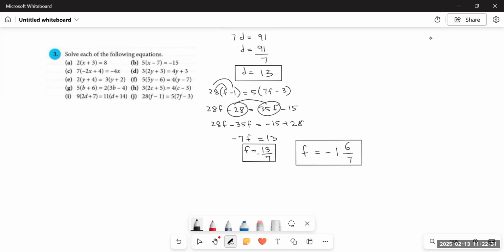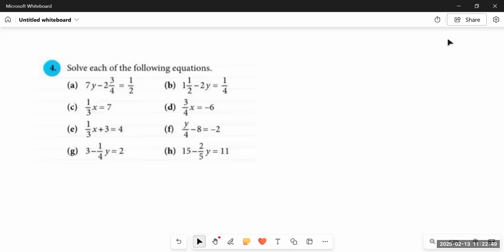Now let's move to the next question. In the next question, we are provided with a few fractions. Okay, so we'll apply the same formulas that we applied for the whole numbers and try to solve these fractions. Okay, let's start with number 1. 7y is the first term minus 2 whole 3 upon 4 is the second term is equal to 1 upon 2 is the last term.